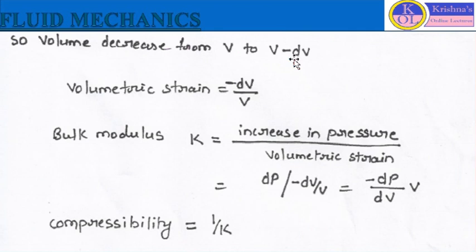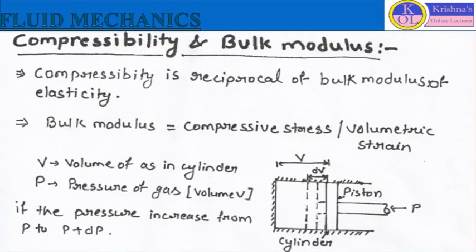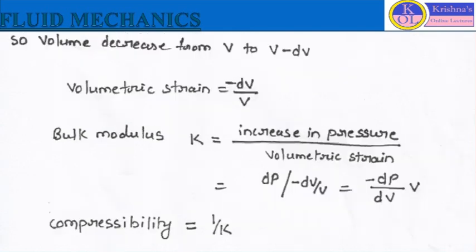We can define the volumetric strain with the help of the original volume and the decrease in volume. So the volumetric strain will be dV by V, where dV is the change in volume and V is the original volume. Here in this particular condition, volume is decreasing, so the volumetric strain will be negative.